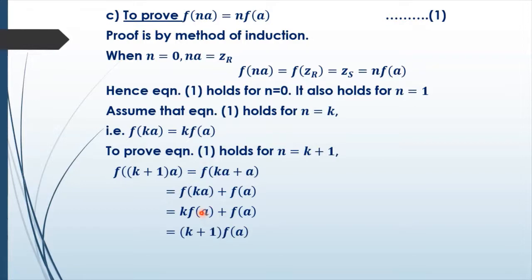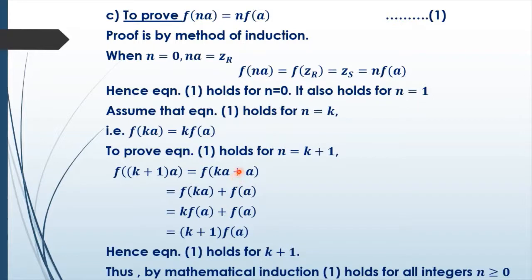Taking f of a common, k times f of a plus f of a is nothing but (k+1) f of a. Therefore, you have found that f of (k+1)a is equal to (k+1) into f of a. Hence, by mathematical induction, we have proved the inductive step also. Thus, equation 1 holds for all n greater than or equal to 0. So, for non-negative integers, we have proved.